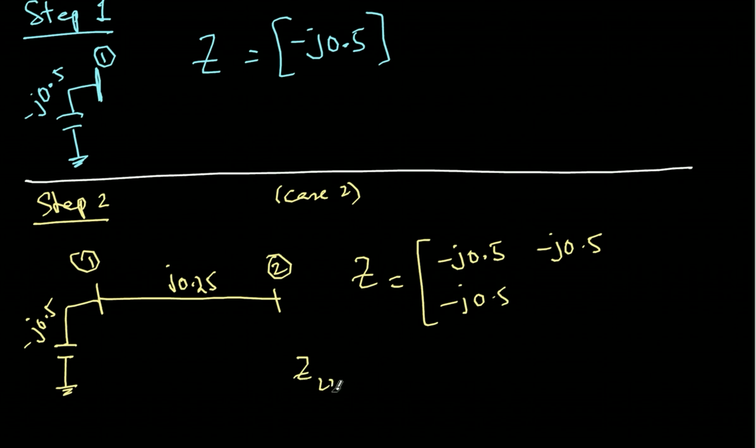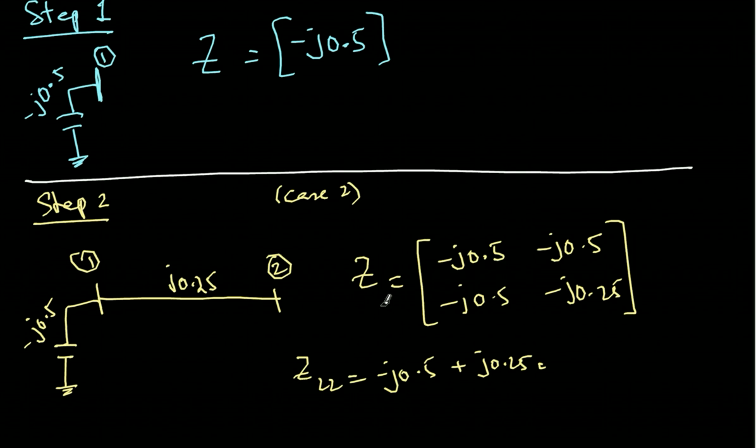Z22 will be minus J0.5, that is Z11, plus the new impedance J0.25. So this will be minus J0.25. So this is the Z bus at the end of step two. I think we are slowly making some progress. So now, what is the next step?